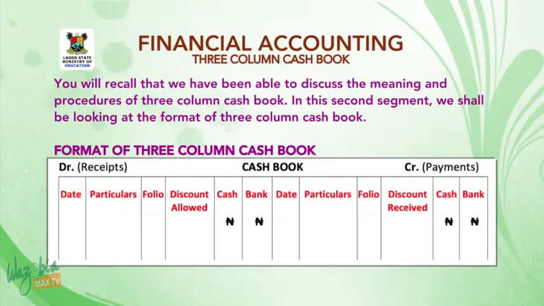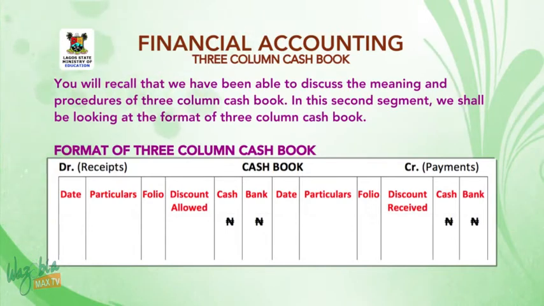You recall that we have been able to discuss the meaning and procedures of 3-column cashbook. In this second segment, we shall be looking at the format of 3-column cashbook. Just like the format of double-column cashbook, where you have the T format, your left-hand side is called the debit side, which is receipts side. Your right hand is called the credit side, which is payment side. And you write cashbook in the middle.